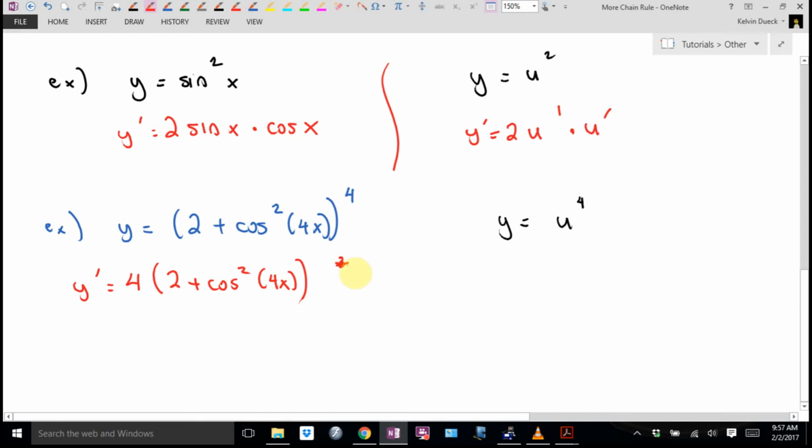Now I'm going to move the 3 just a bit closer so it's not hanging in midair, because I can. That's taken care of. Now I'm going to multiply by the derivative of this. What's the derivative of 2? 0. Don't care. Going to ignore it.